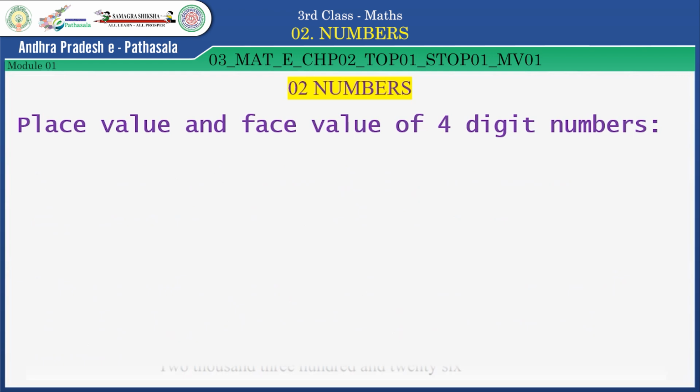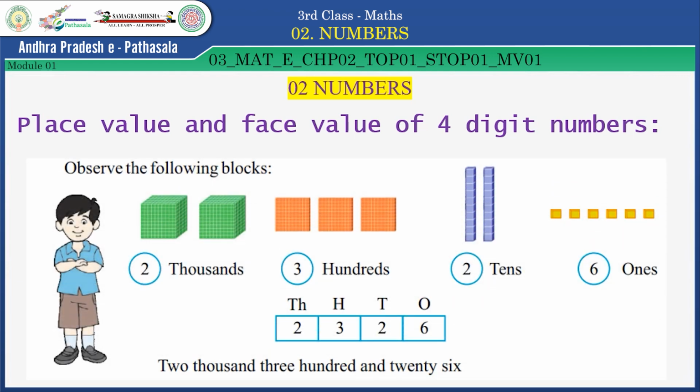Students, the place which comes after hundreds place is thousands place, and we have already learnt about this. So, observe the picture. There are 2 cubes in thousands place, 3 squares in hundreds place, 20 squares as 2 rows in tens place, which makes it 2 in tens place, and 6 squares in ones place. And we can read this as 2326.